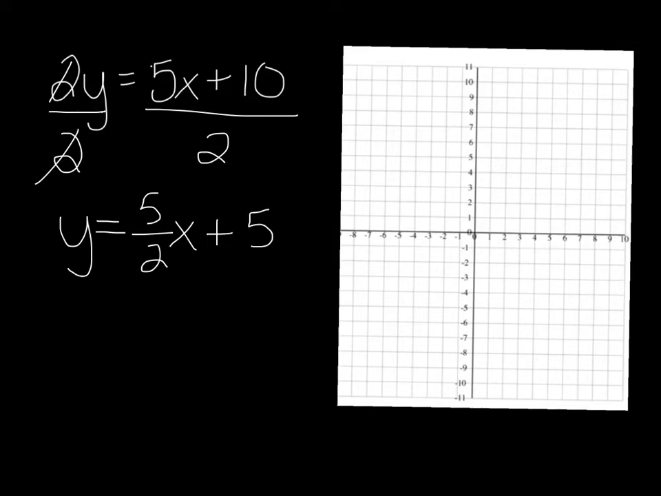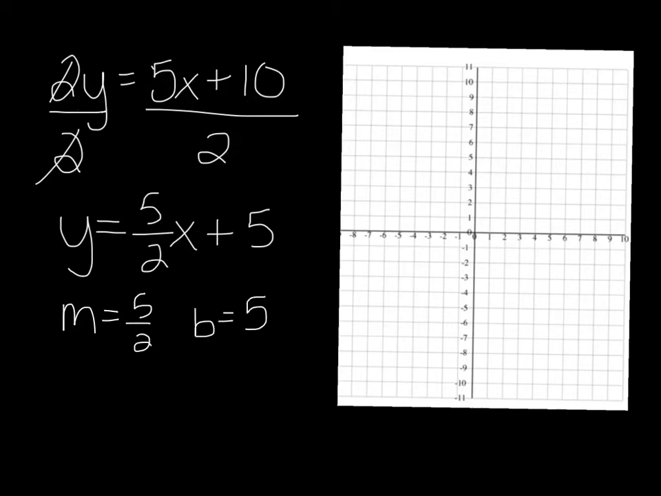Okay, so 5 divided by 2, 5 does not divide evenly by 2. That's why I just wrote it as 5 over 2. 10 divided by 2 is even, so I just wrote it as 5. Okay, so now it's just the same as yesterday. So your slope is 5 over 2. Your y-intercept is just 5.